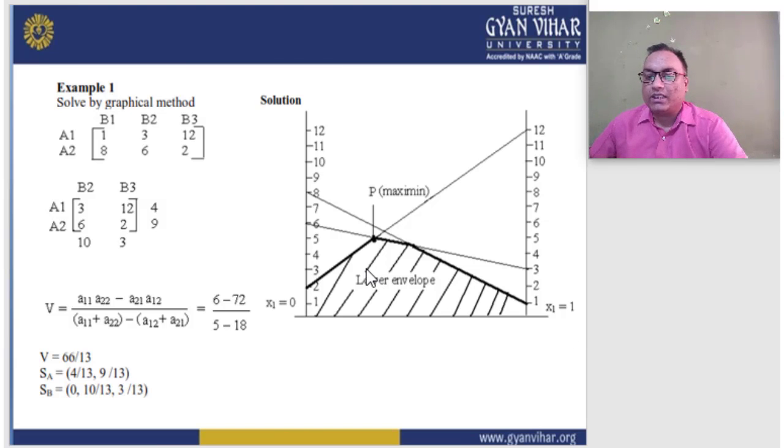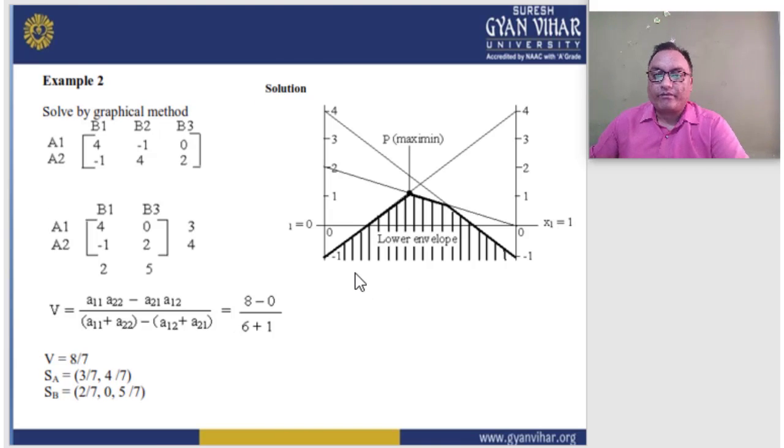So we have taken the lower envelope here, right? In this lower envelope, the point P is the maximum point for this case. So if this is the maximum point, find the value of the game: it is 66 divided by 13. This is the value of the game. And then move to the next problem.